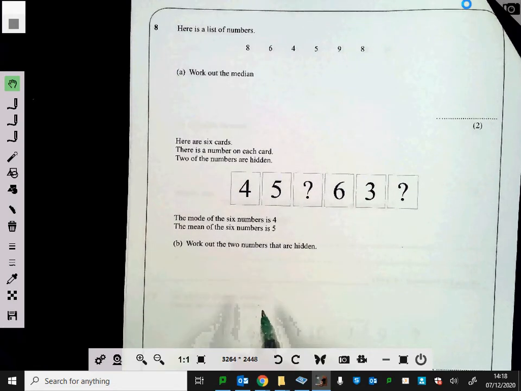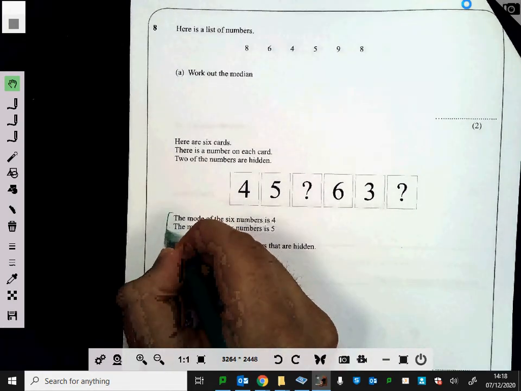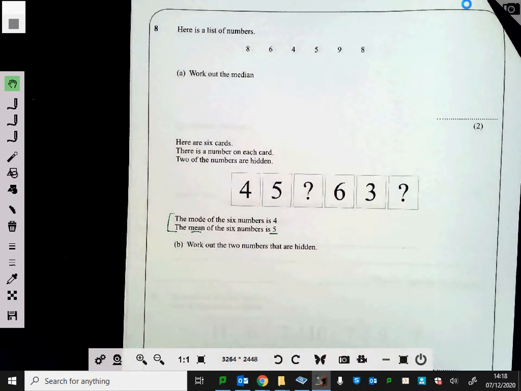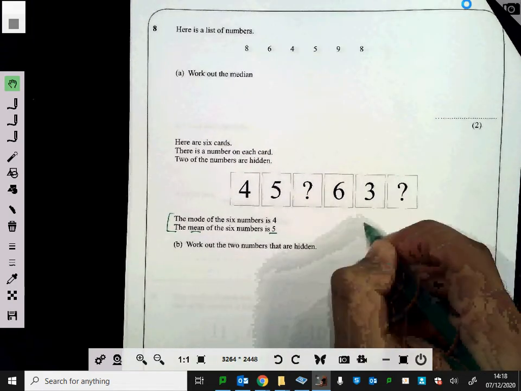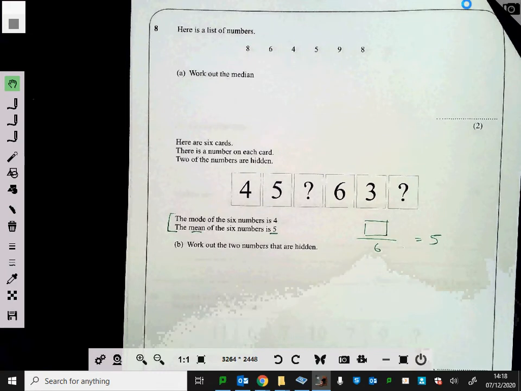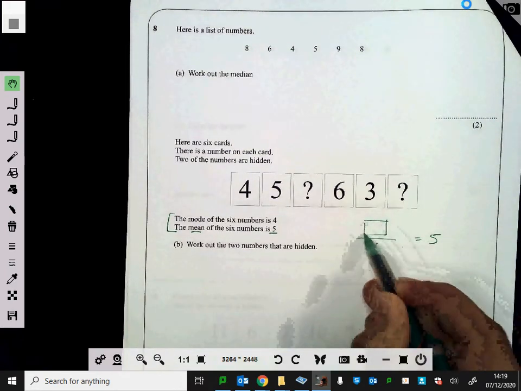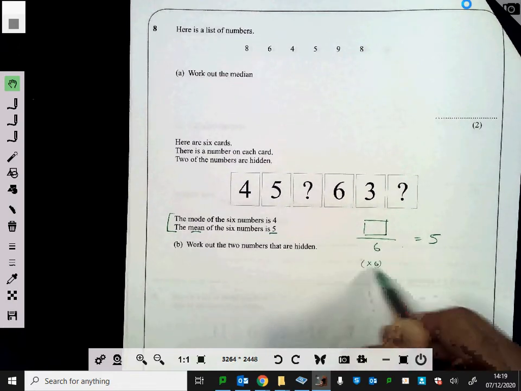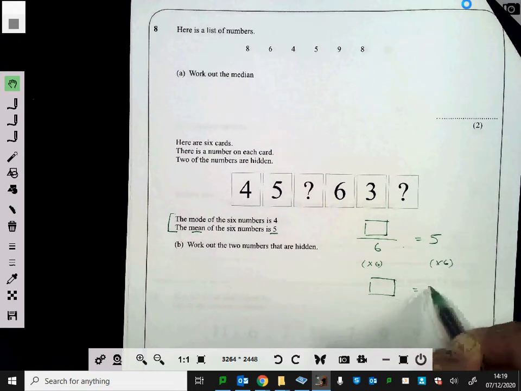Now, to work out these 2 numbers, I need to use these 2 lines here. These 2 lines are very important. If the mean is 5, then I know that when I add them all together, and then I divide by 6, my answer comes out as 5. So using our inverse operations, I'm going to work out what they must add up to. The opposite of dividing by 6 is timesing by 6. So I'm going to times by 6, which tells me that the total is going to be 30.